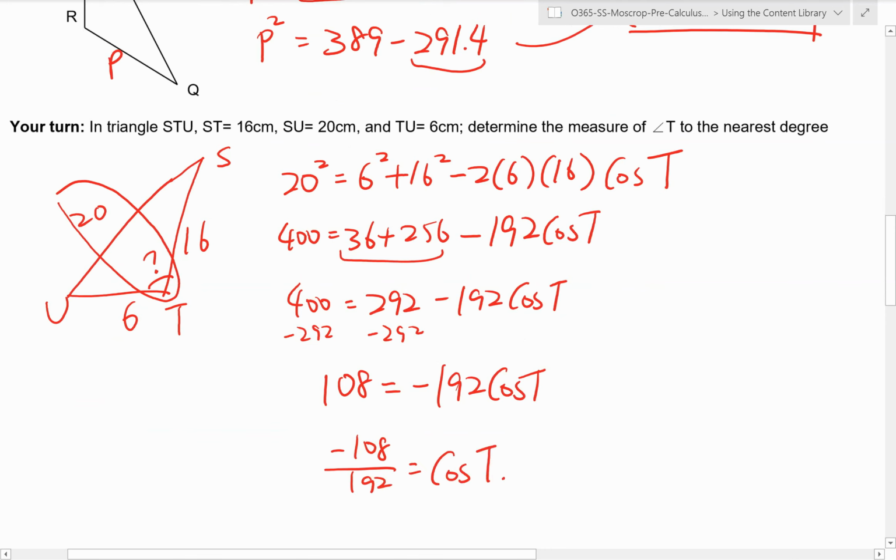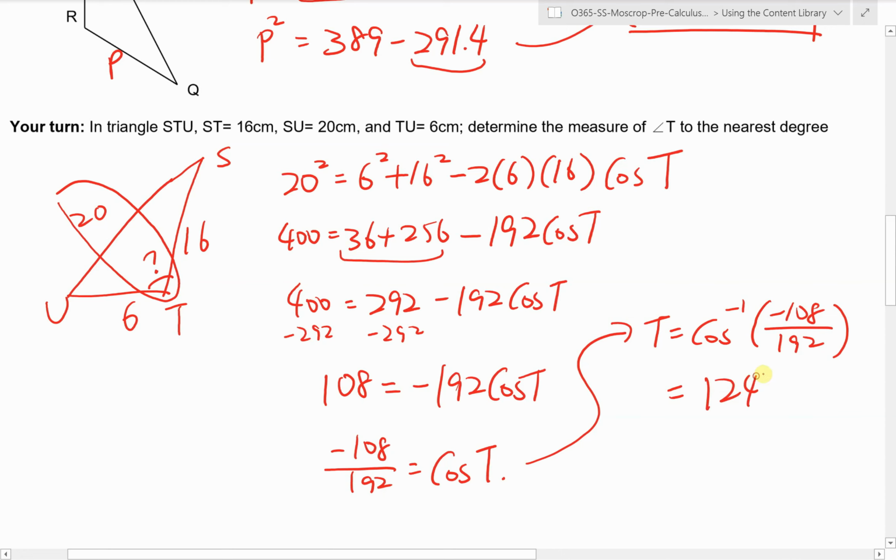All right, now here is a situation where you've got to be careful. Once you get here, I actually don't know what's going to happen if we just take the inverse. So I'm going to try it first and see what happens before I say anything. Okay, actually, it's fine. So once you get here, you can solve for T by taking the inverse cosine of negative 108 over 192. Then you should end up with 124 to the nearest degree, so 124 degrees. Okay, so that would be it.